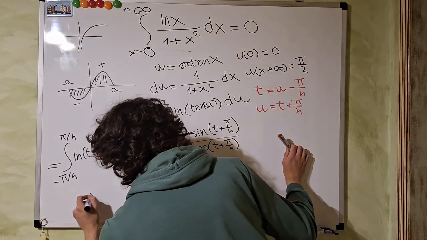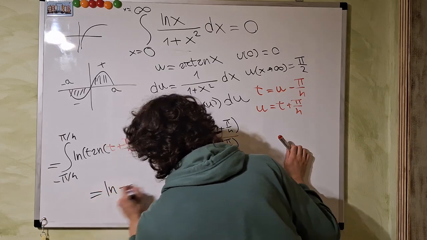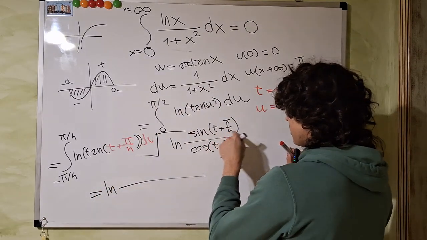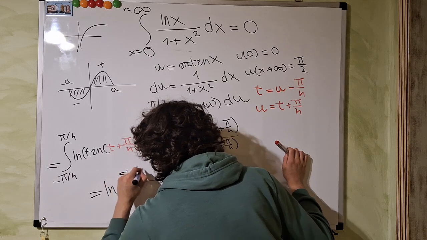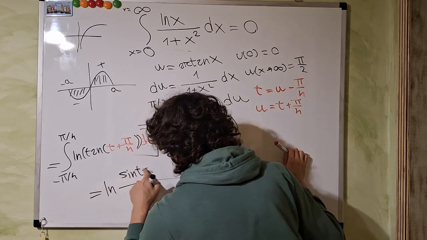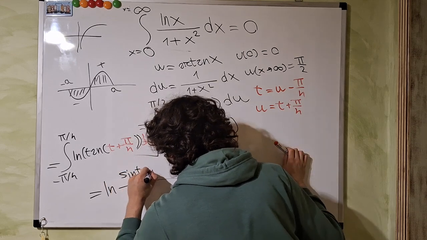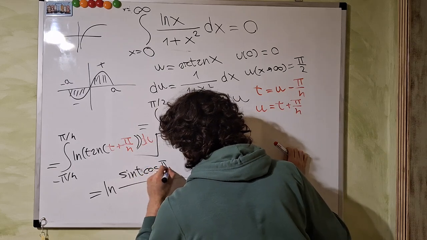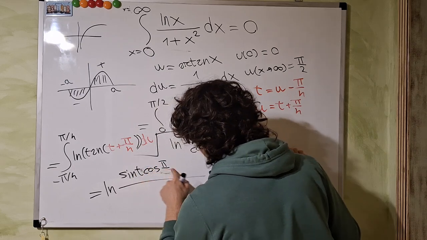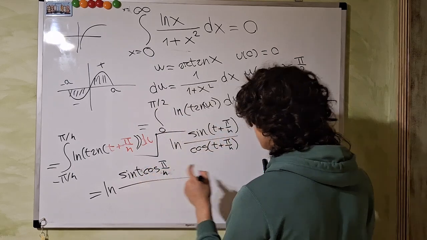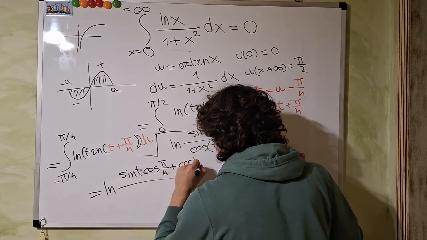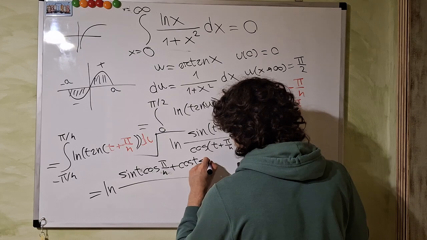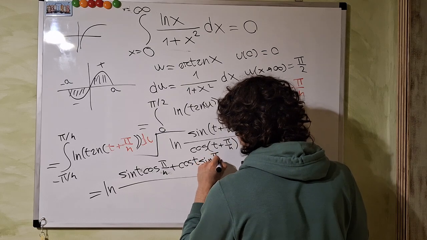So let's do it. This is the natural log. Sine of t plus pi over 4 is sine of t times the cosine of the second angle, pi over 4, plus the cosine of the first angle, cosine of t, times the sine of the second angle.